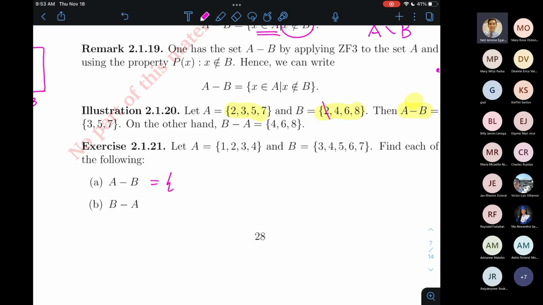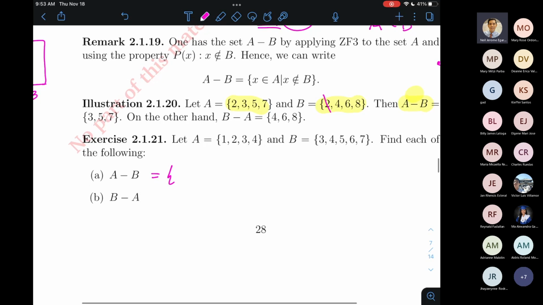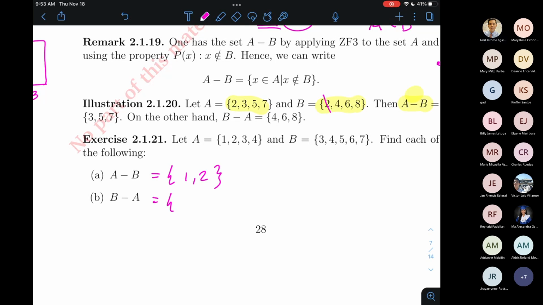Mabilisan. A minus B would be 1 and 2. Tama ba? Kasi si 3 at saka si 4 ay nasa kabilang set. Ang B minus A naman ay 5, 6, 7. So this is another illustration that set difference is not commutative. Right?